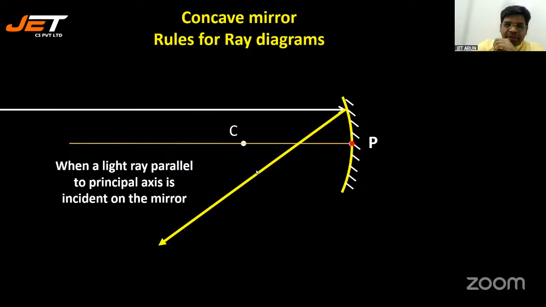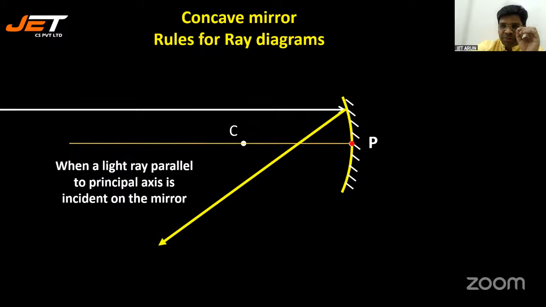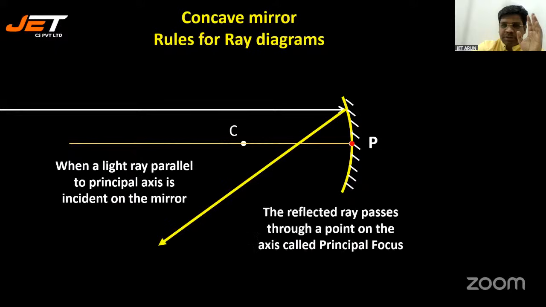So what is happening? Look at this. I've got a ray which is a white arrow. When it hits the mirror, it gets reflected and passes through the principal focus of the mirror. All right? It passes through a point on the principal axis, which is called the principal focus of the mirror, represented by F.